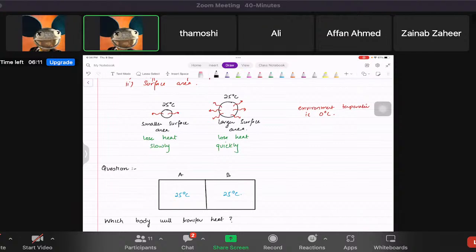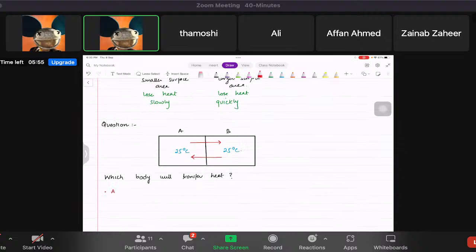Basically, the real answer is that A will transfer heat to B and B will transfer an equal amount of heat to A. I'll write this down: A will transfer an equal amount of heat to B and vice versa. But there is no net heat flow between them. Net means that there is no resultant, so there is no remaining thing.